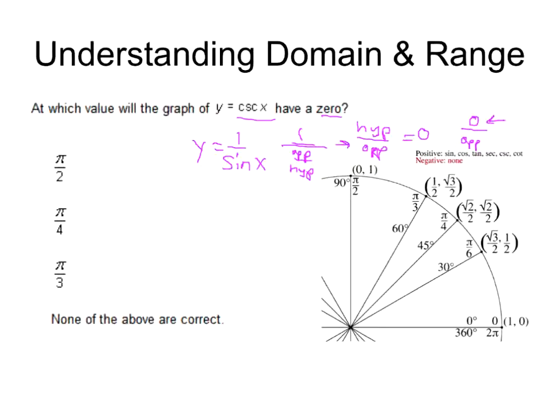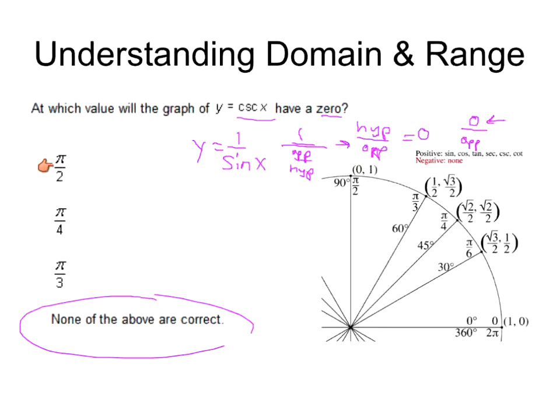Well, by looking at my unit circle, I'm never going to have my 0 in the numerator. My hypotenuse is never 0. Because on a unit circle, what is my hypotenuse always? My hypotenuse is always a 1. So, none of the above are correct.